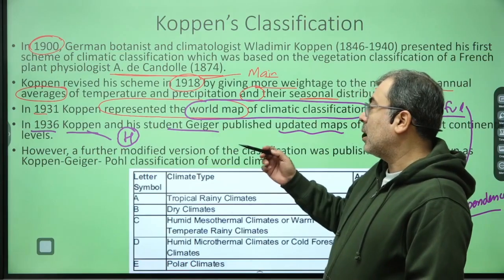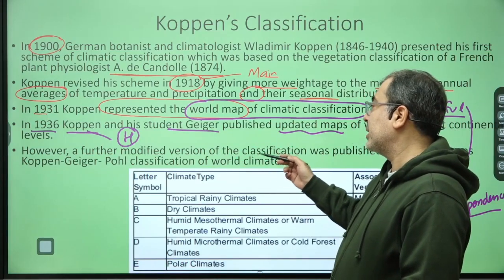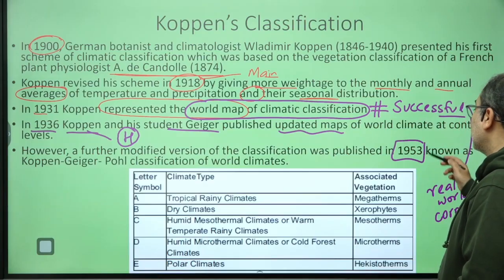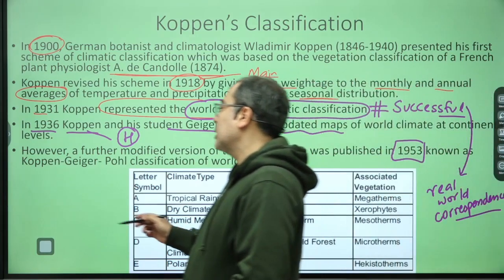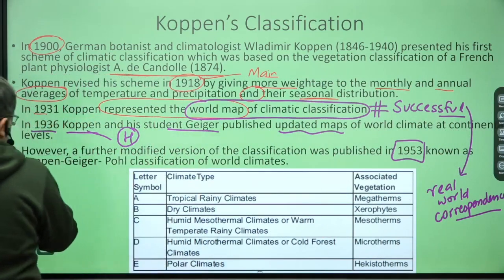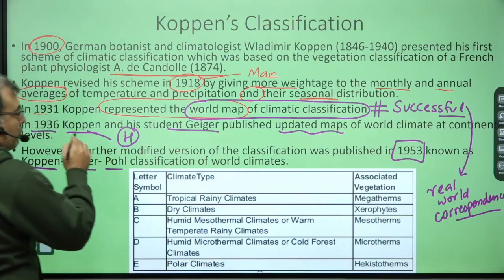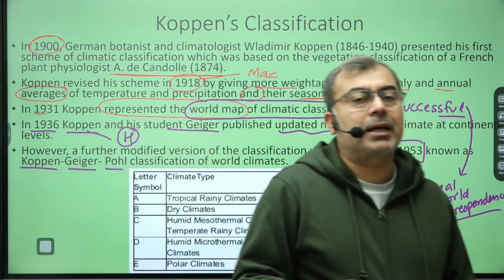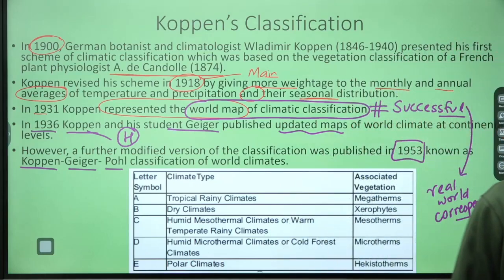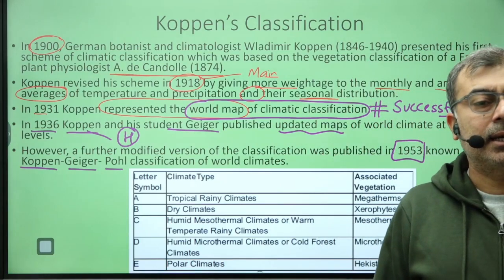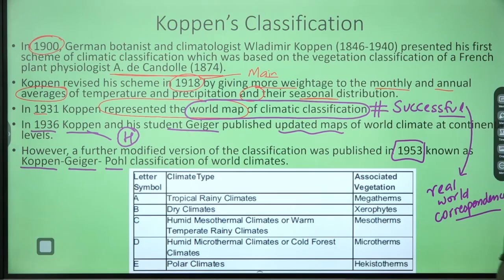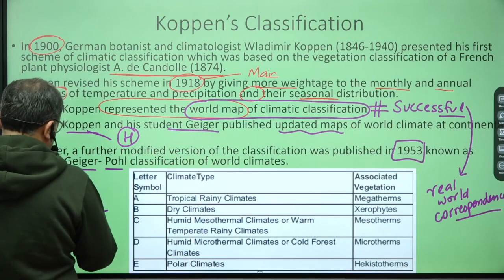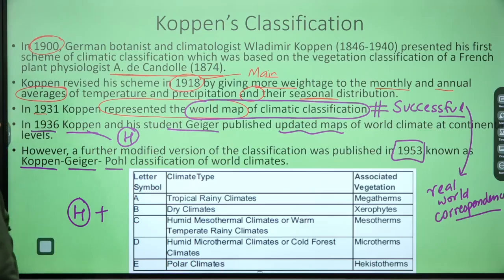Okay. However, a further modified version of this classification was published in 1953, known as the Köppen-Geiger-Pohl classification. So this came posthumously. Did we talk about this? This was a recap of what we had done yesterday. A, B, C, D, E plus F, what is that? In place of F, H comes. H is the mountainous one.